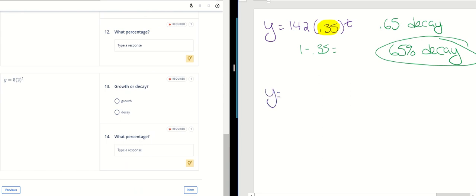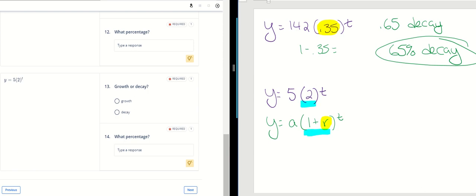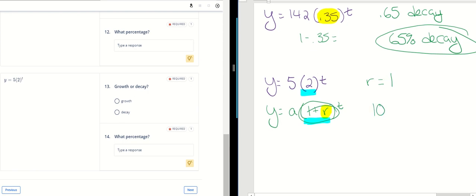So y equals, last one, 5 times 2 to the t power. How much bigger than 1 is 2? If we think about our original form, 1 plus r to the t power, what does r need to be so that this whole thing adds up to 2? Our r needs to be 1 because 1 plus 1 makes 2. As a decimal, that means that there is a rate of 100% growth.